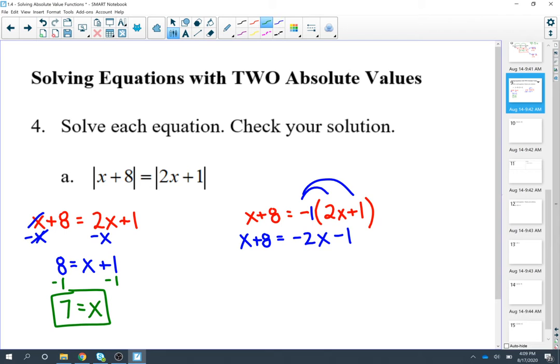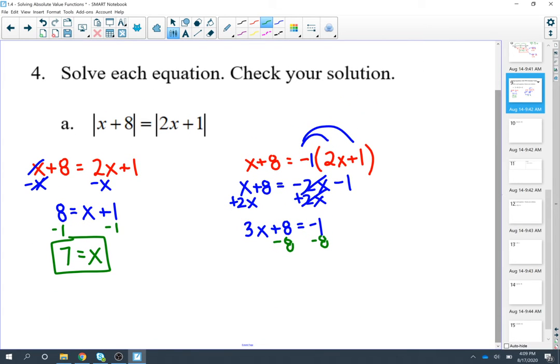Now, same as before, I'm going to try to get all my variables on one side. This time, I'm going to add 2x so that I can keep my variables positive. This is going to give me 3x plus 8 equals negative 1. Then I'm going to subtract my 8. That's going to give us 3x equals negative 9. Then I'm going to divide by 3, which is going to get me x equals negative 3.